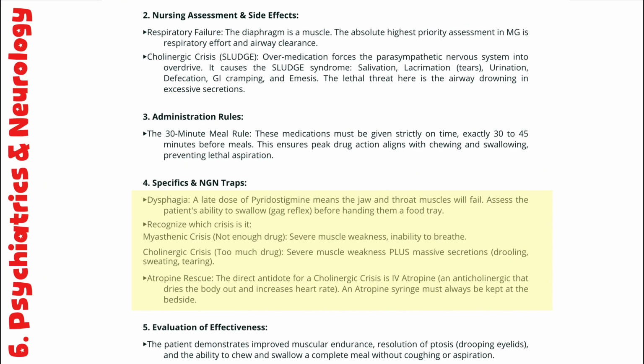Learn to tell the two crises apart. Myasthenic crisis is weakness paired with dry mucous membranes, not enough drug. Cholinergic crisis is weakness paired with flooding secretions, too much drug. IV atropine is the antidote, and it should be kept at the bedside. For evaluation: improved endurance, resolved ptosis, and safe swallowing.